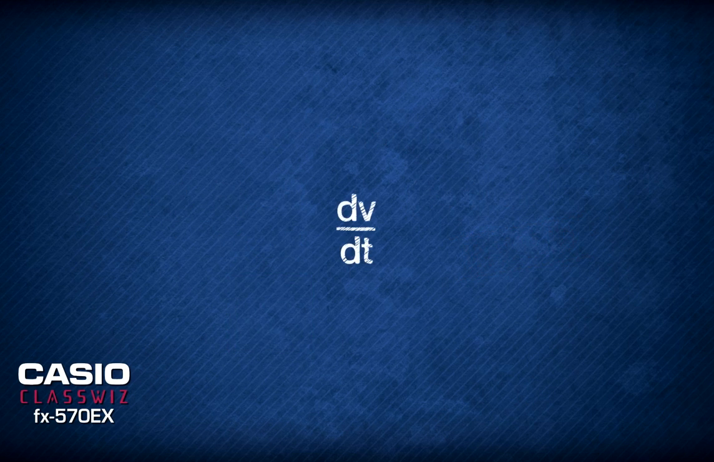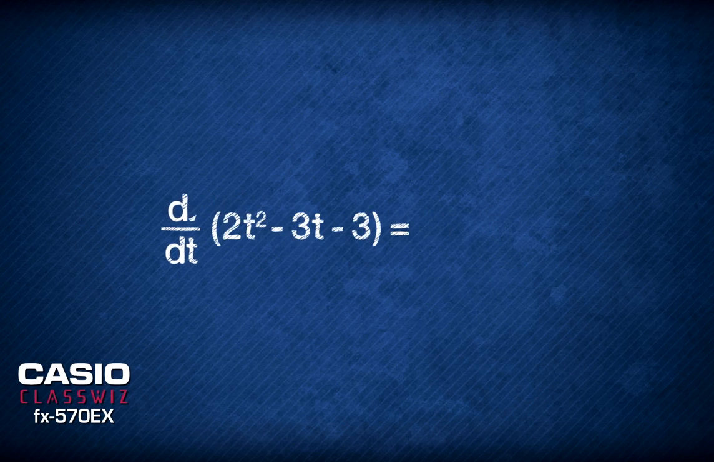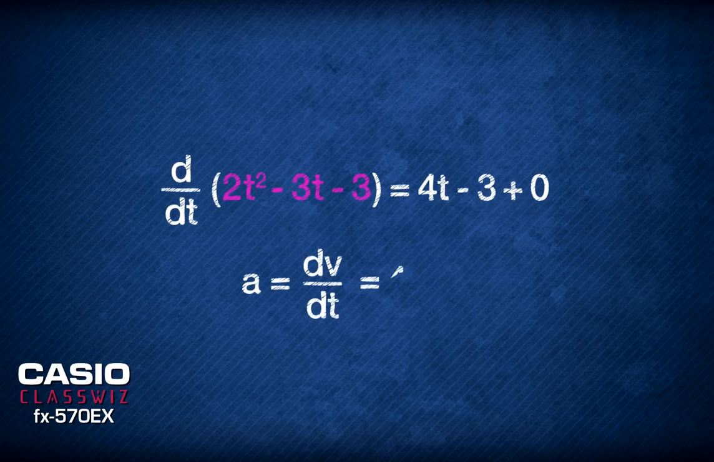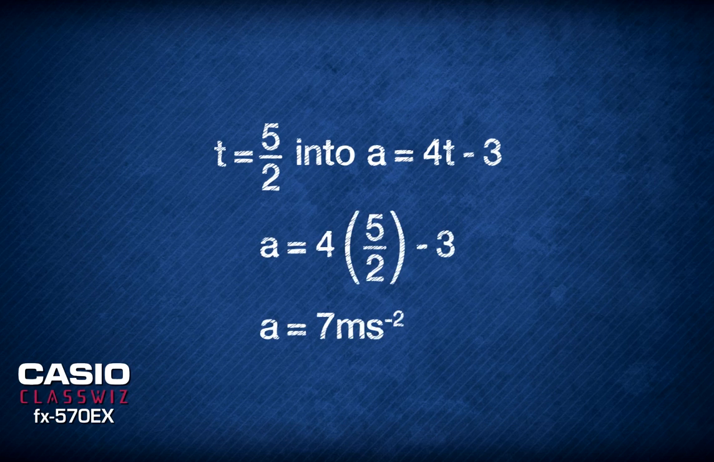Next, we need to differentiate v with respect to t as it represents acceleration. Differentiating v, 2t squared differentiates to become 4t, while negative 3t differentiates to become negative 3, and differentials of constants are 0. So we have acceleration equals 4t minus 3. Now, all we have to do is substitute the value of t equals 5 over 2 into the function of 4t minus 3 to find the acceleration at that time. Finally, solving for a tells us that the acceleration at that time is 7 meters per second squared.